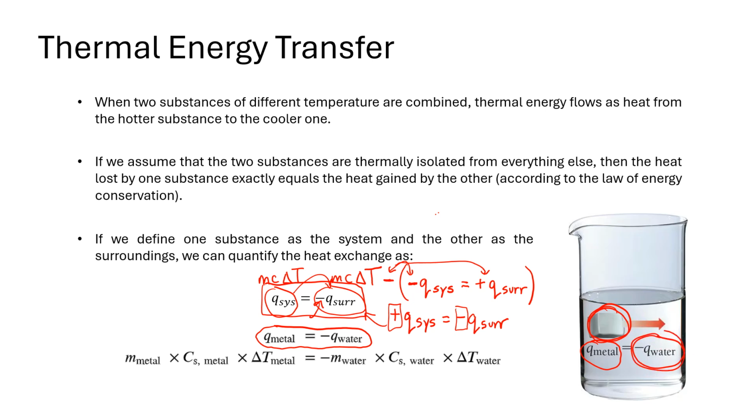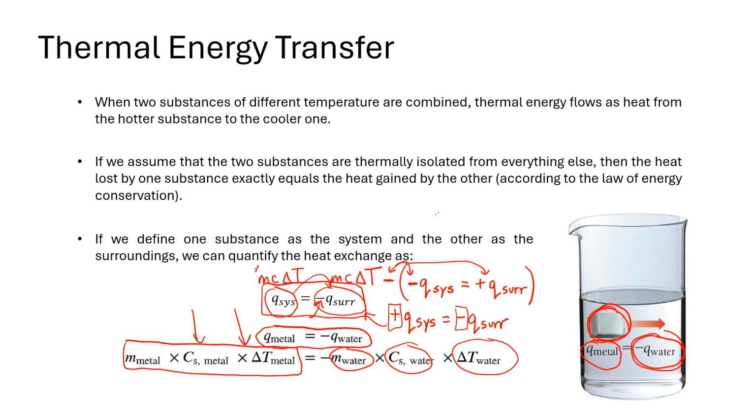Now, as I said, everything has its own mc delta T. The metal has its own mc delta T, which is right here: the mass of the metal times the specific heat of that metal times the change in temperature is equal to the negative of the surroundings, which in this case is water. We need the mass of the water, the specific heat of the water, and the change in temperature of the water.